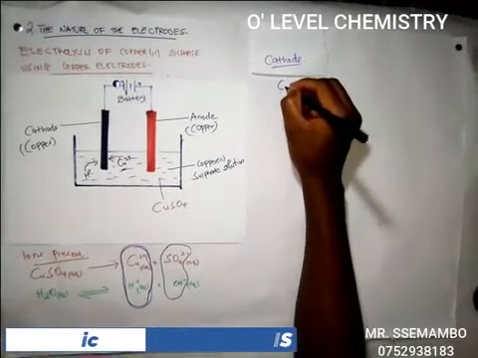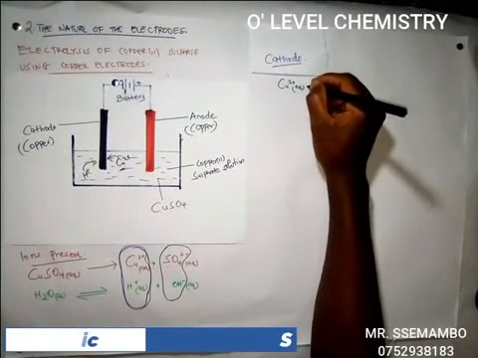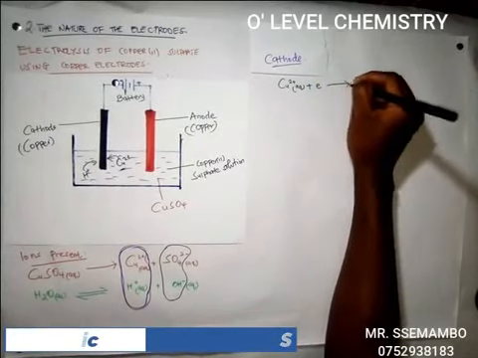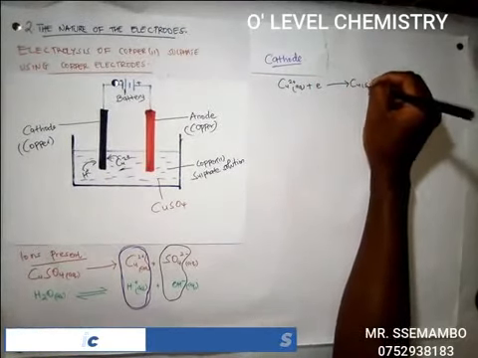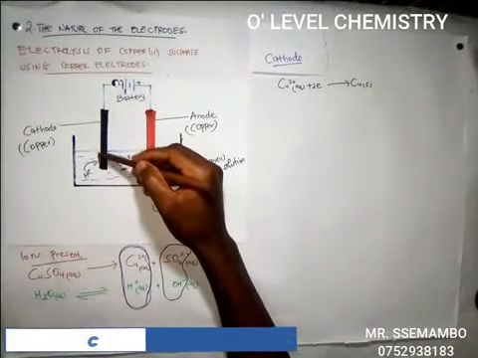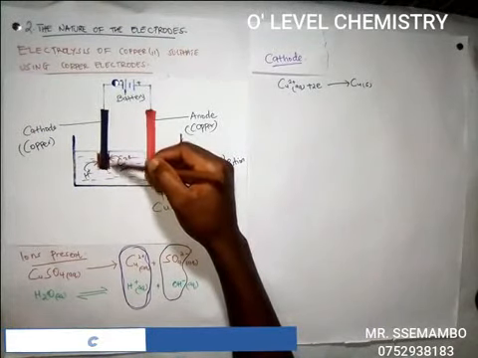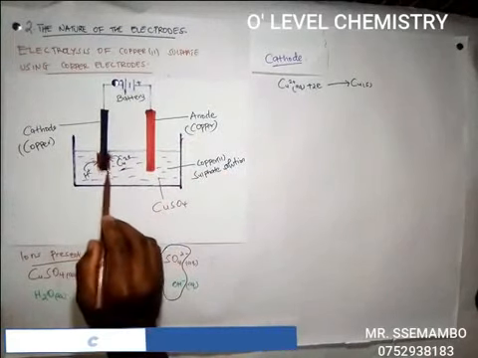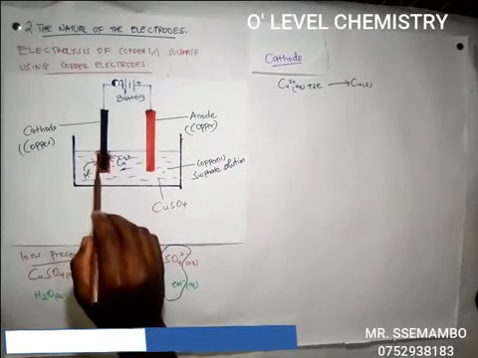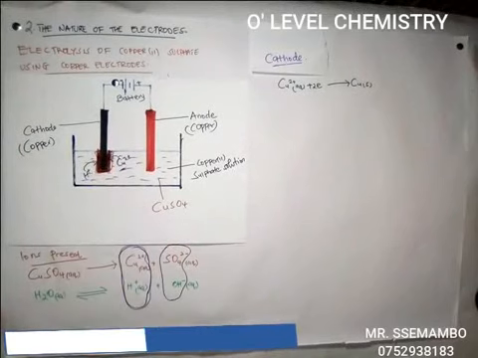So we have copper II ions being discharged by gaining electrons to form copper solid. At the end of it all, we are going to see a brown coating around the negative terminal. I'm trying to shade here to show you that we are going to see a brown coating around the terminal. So the cathode will increase in mass.